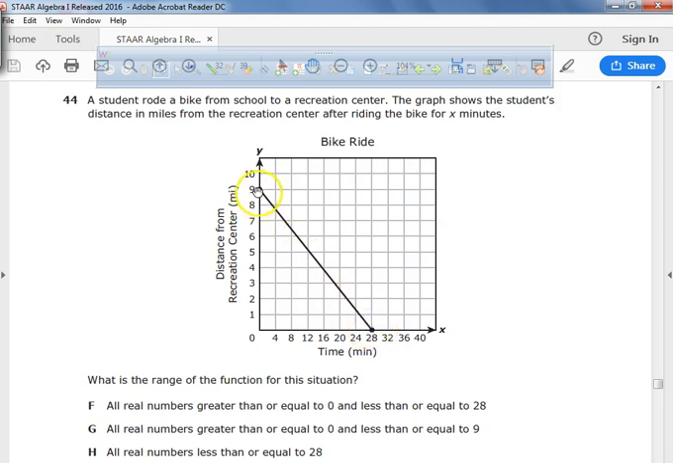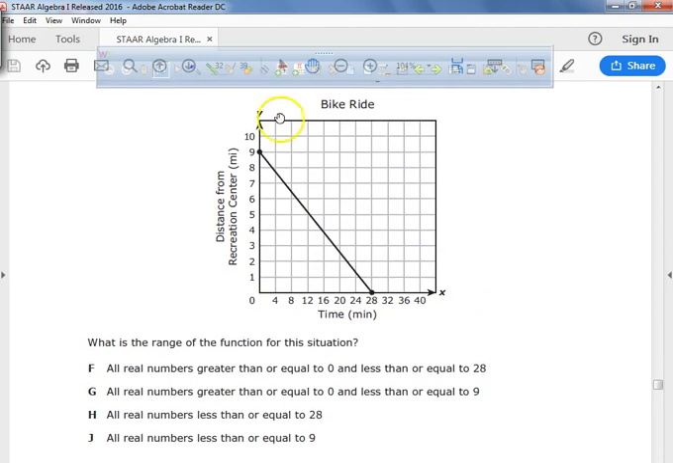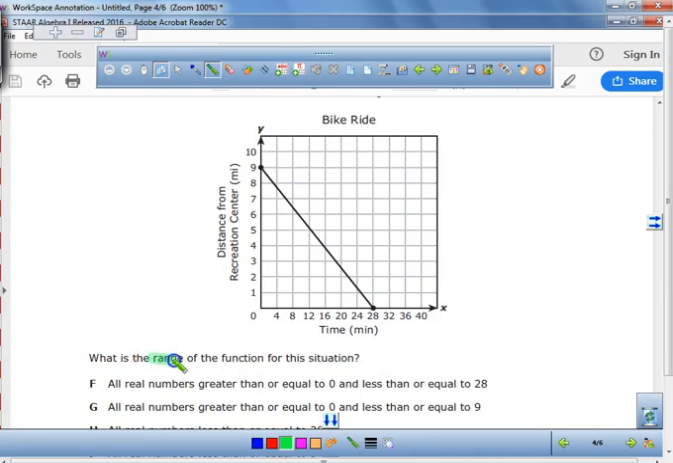So what's happening to his distance as he's traveling? The distance to the recreation center is going down, because he's getting closer. Right? If you're getting closer to somebody, the distance decreases. Now, it asks you, what's the range of the function? That's the keyword.